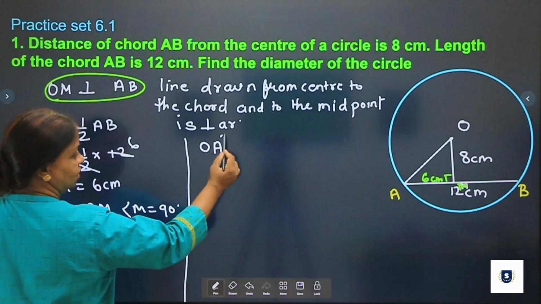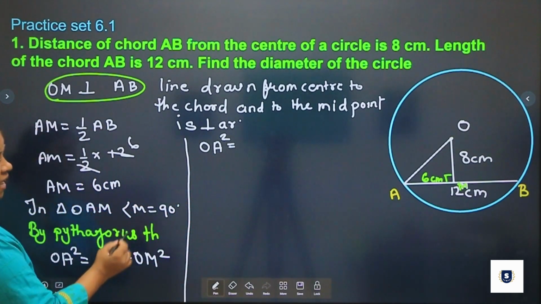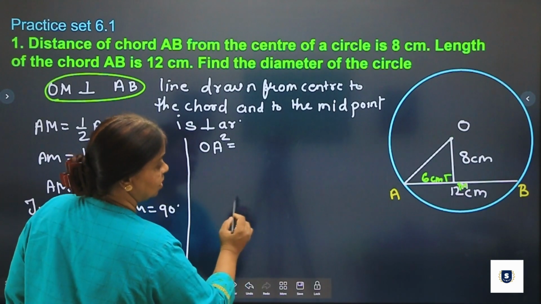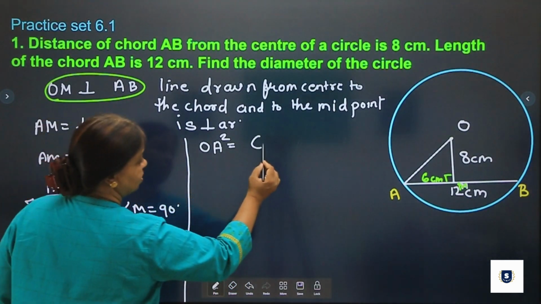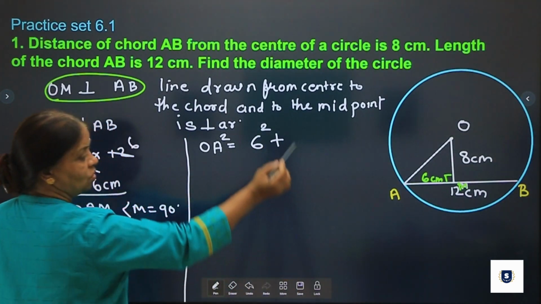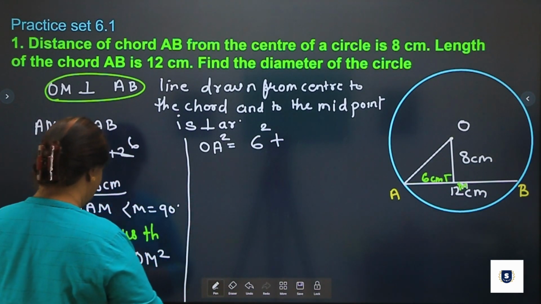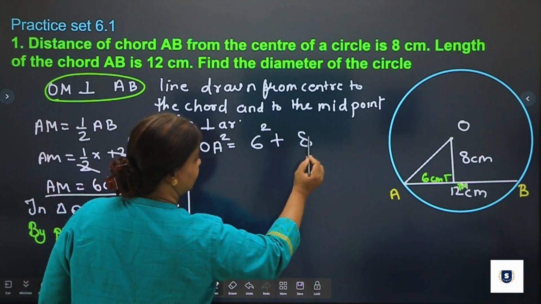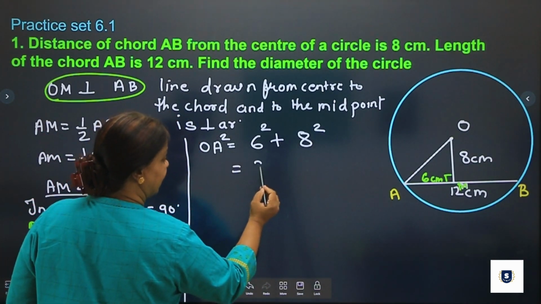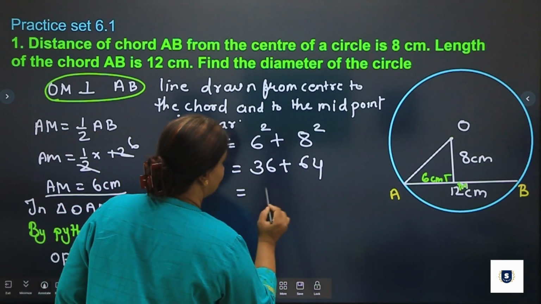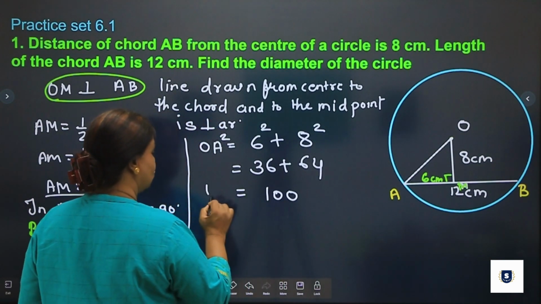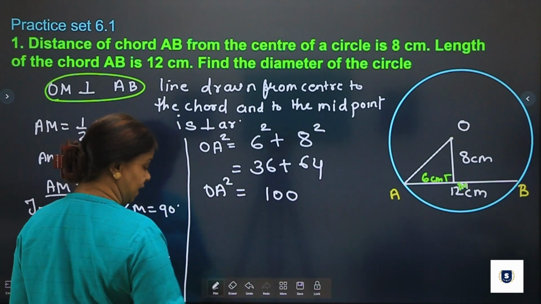OA square is equal to AM square. AM is how much? AM we have got as 6. So, 6 square plus OM is how much? OM is 8 square. So, 36 plus 64, which is equal to 100. So, OA square is equal to 100.